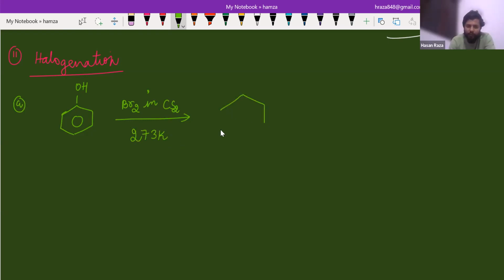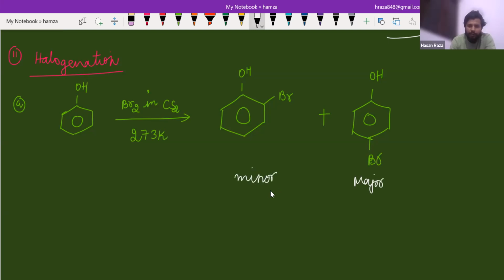Then bromine will be added at two positions. The first position is basically ortho, and the second position is para. And you know which one is minor and which one is major. So basically, this is your major compound, and this is your minor. Please do write.